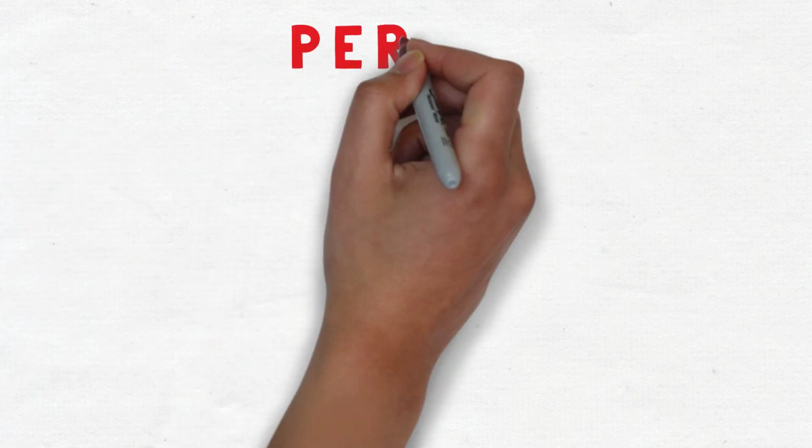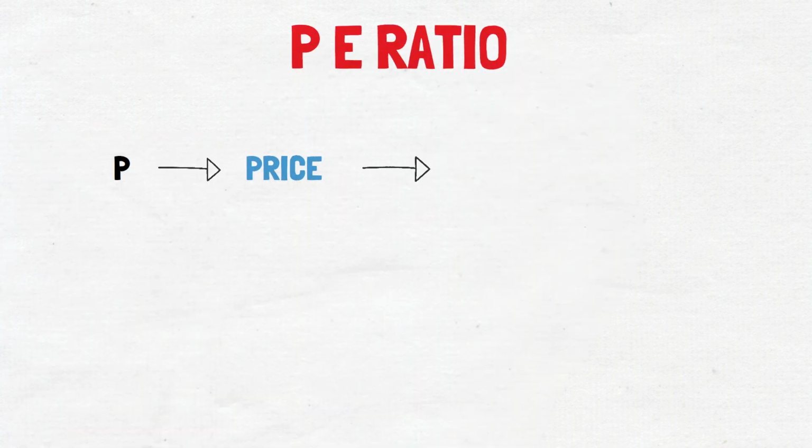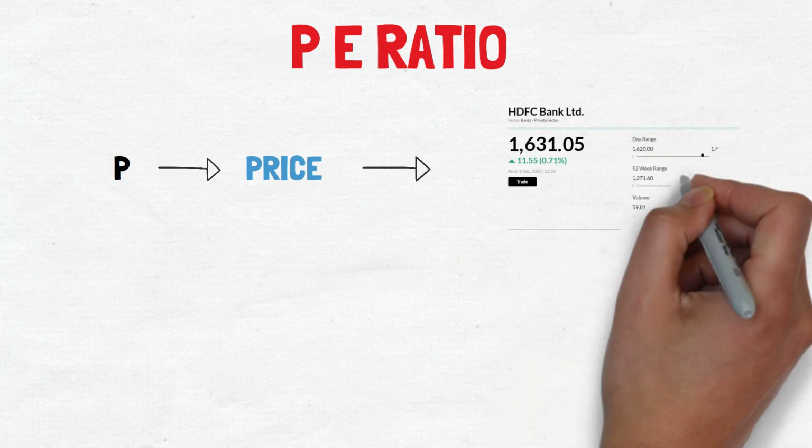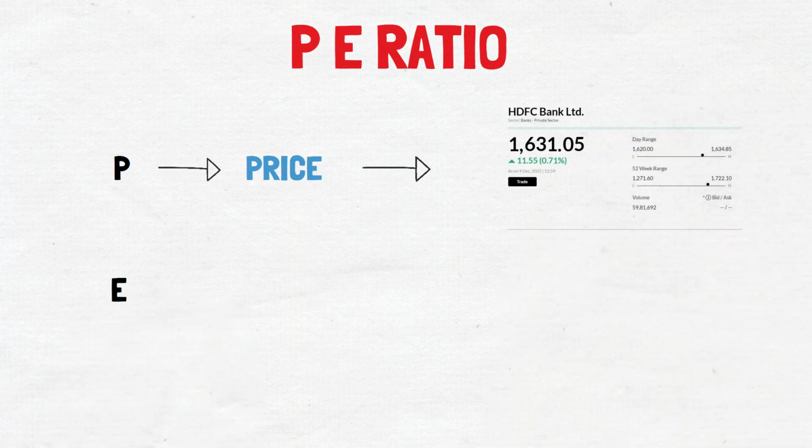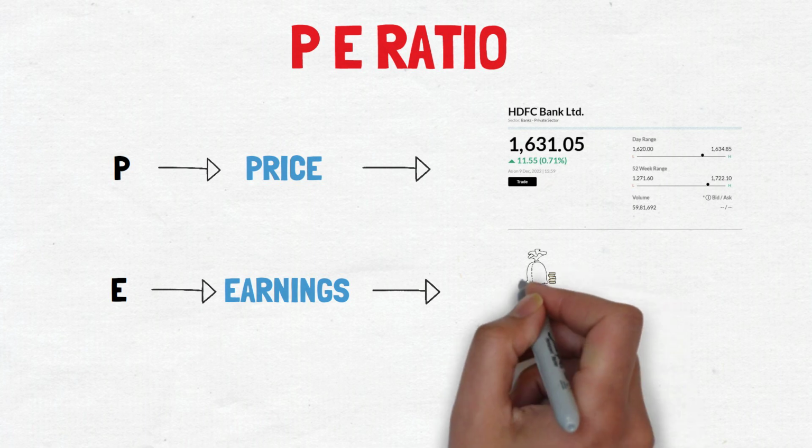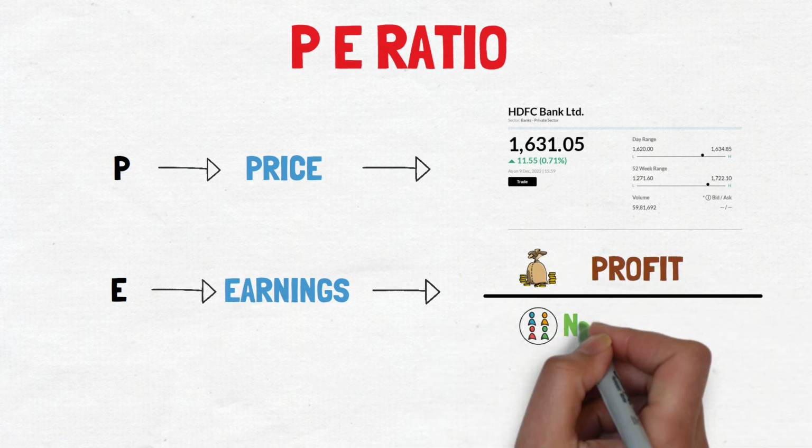For this, one can use the PE ratio, where the P stands for price. For this, you can check the last traded price of a share, and E stands for earnings per share. It means the profit a company is generating divided by the number of shares.